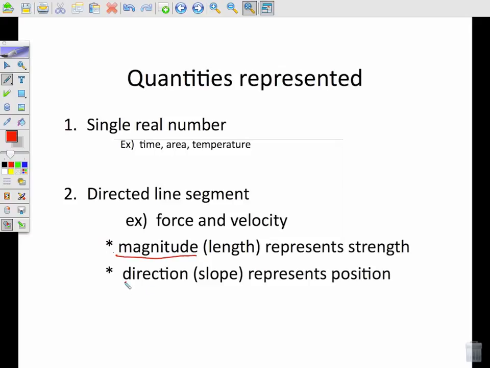And then direction is the slope. Okay, so when we look at vectors, both of these quantities are being represented: a specific direction, and how strong the relationship is.